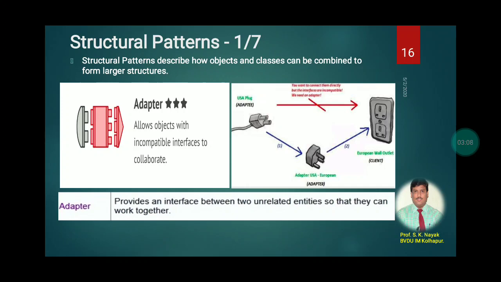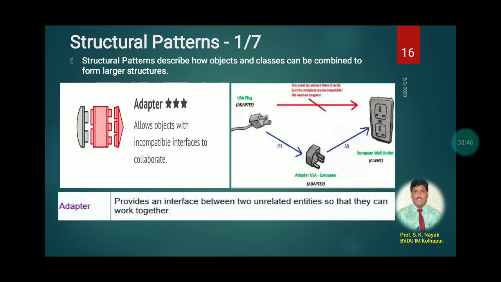In this figure it is clearly shown that we have two unrelated interfaces. If we put the USB cable of the mobile directly into 230 volts, there may be disturbances, and there may be damage to your mobile phone because it won't accept 230 volts. So one interface is not compatible with the other, and in between we establish an adapter which helps to adjust or combine two unrelated interfaces.